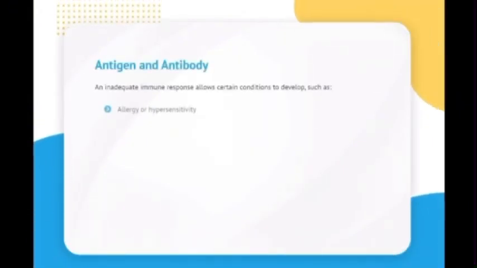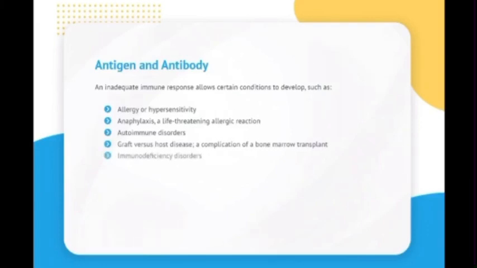An inadequate immune response allows certain conditions to develop, such as allergy or hypersensitivity, anaphylaxis, a life-threatening allergic reaction, autoimmune disorders, graft versus host disease, a complication of a bone marrow transplant, immunodeficiency disorders, serum sickness, and transplant rejection.